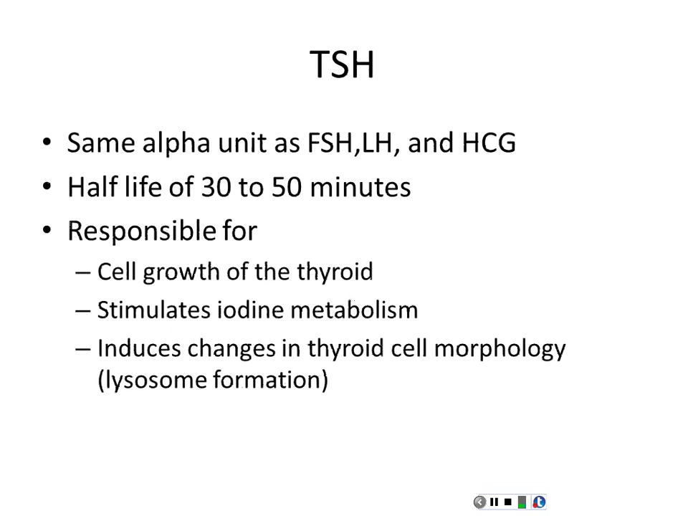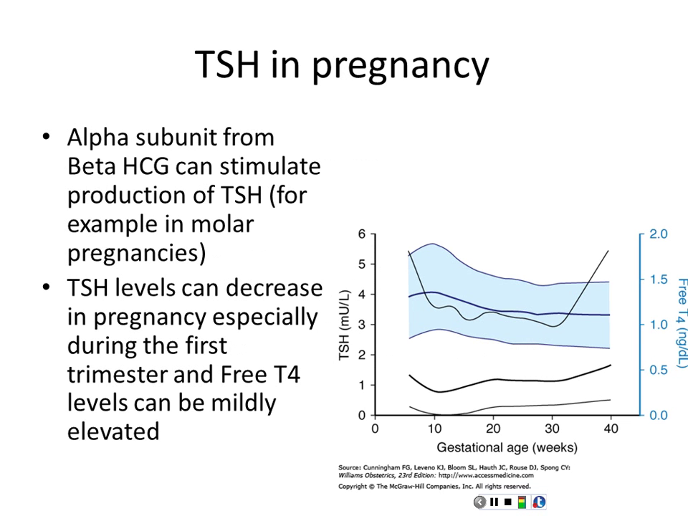So TSH, again, has the same alpha subunit as FSH, LH, and HCG. It has a half-life of about 30 to 50 minutes, just as prolactin does. It's responsible for cell growth of the thyroid, it stimulates iodine metabolism, and it induces changes in the thyroid cell morphology, specifically lysosome formation. The alpha subunit from beta HCG can stimulate production of TSH, for example, in molar pregnancy. So whenever you're concerned about a molar pregnancy, we check the thyroid levels. Anybody ever wonder why? This is why, because the alpha subunit from the HCG will stimulate thyroid hormone production.